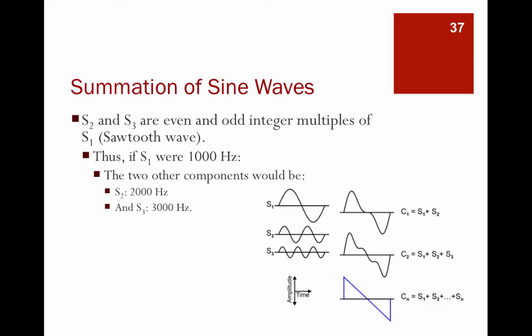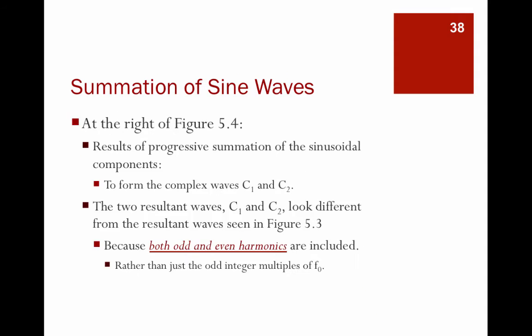Going back to our sawtooth wave, remember there was a fundamental frequency, and then the harmonics were odd and even integer multiples. So let's say S1 is 100 Hertz. S2 is therefore 200 Hertz. S3 is 300 Hertz. There's a harmonic relationship. We have odd and even integer multiples that are summed together to create the sawtooth wave, and that's the wave that we have for our speech.